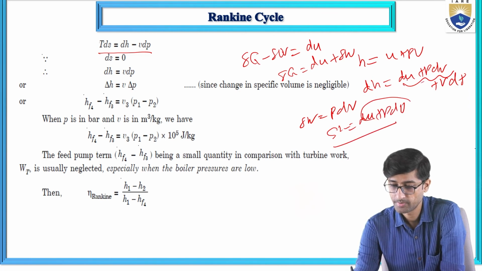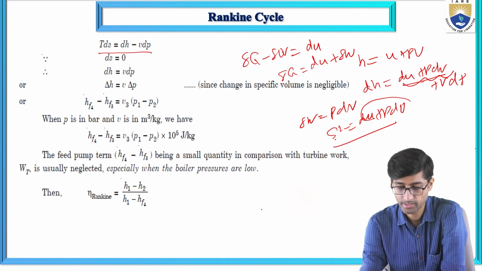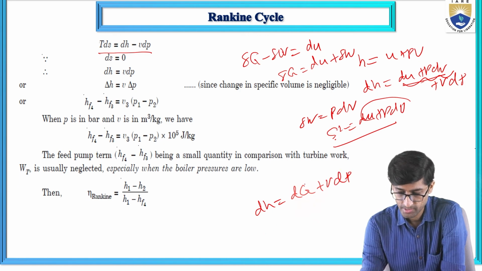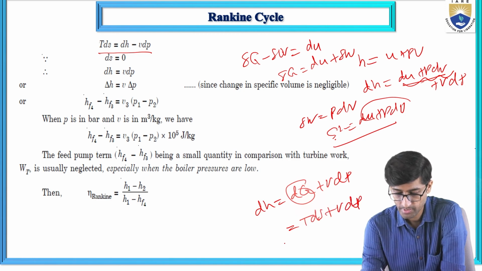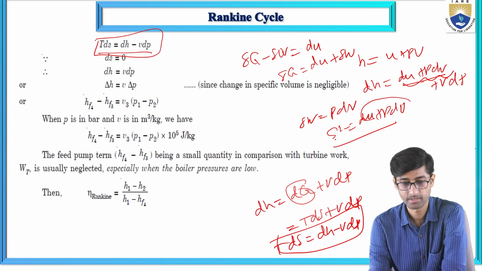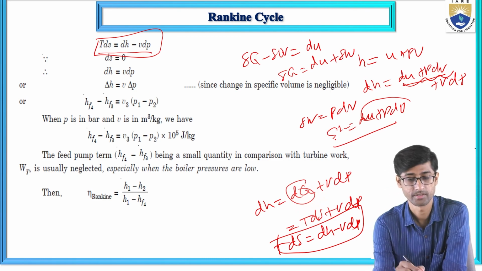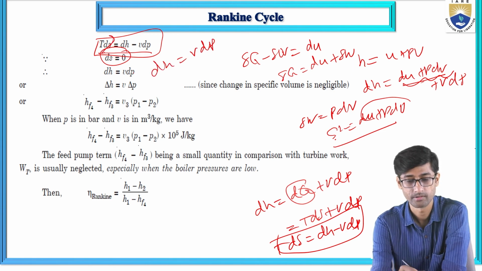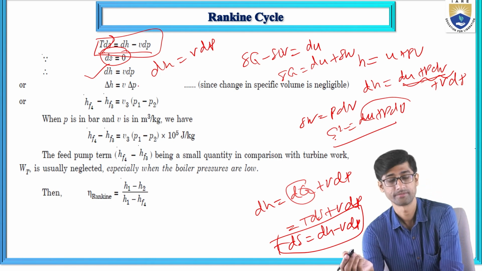Instead of dU plus PdV, you put dQ. So dH is equal to dQ plus VdP, and dQ is TdS. So TdS is equal to dH minus VdP. Since the 3 to 4 process is isentropic, the change in entropy is 0. So dH is equal to VdP, or delta H is equal to V delta P.